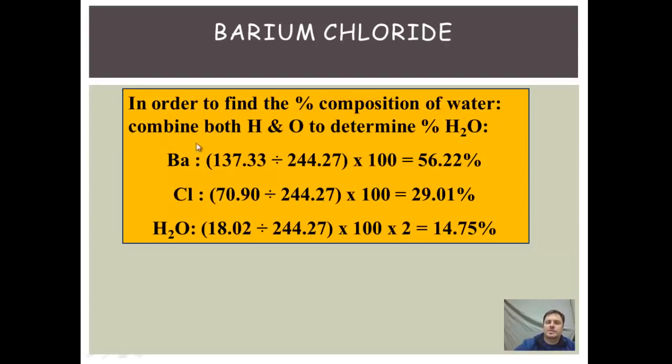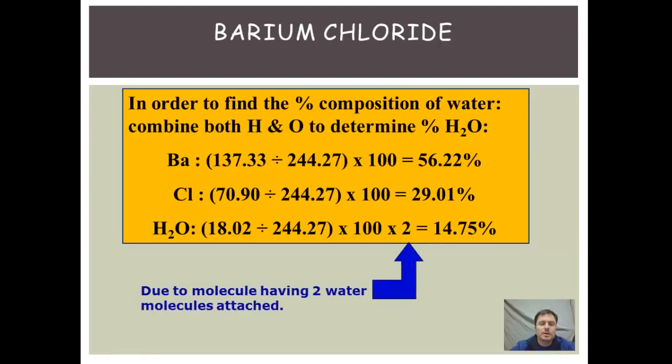So in order to figure out the percent composition of water, we do like we did before. We figure out percent composition of barium, percent composition of chloride, and then we take the water. We took 18.02 divided by 244.27, which is our total mass, times 100, and then I multiply it by 2. Why 2? Because we had 2 waters. You could have also made this number 36.04 divided by 244.27 times 100, and you should come up with the same number. So like I said, we multiply here because we had 2 waters in it.